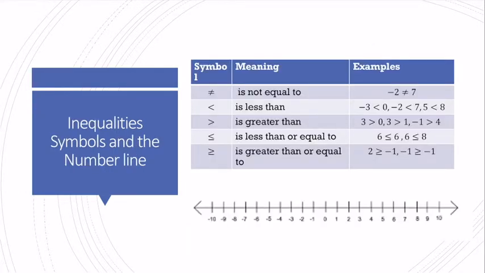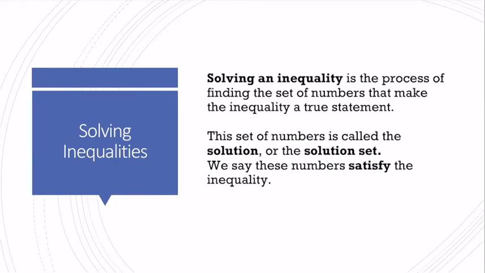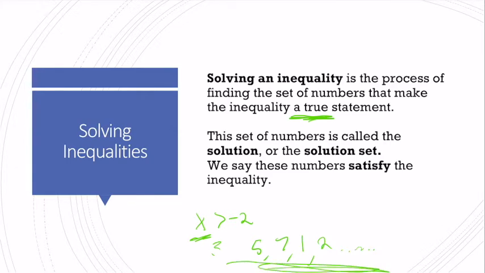So here's a few examples of these symbols in action. When we're solving an inequality, what we want to do is find the set of all numbers that make that inequality a true statement, right? We're going to call that set the solution set. And all those numbers would satisfy the inequality. So for example, if I have x is greater than negative 2, what could my values of x be, right? I could have x is 5, 7, 1, 2. It goes on forever. So we need to find a better way than just listing all possible solutions for this inequality.